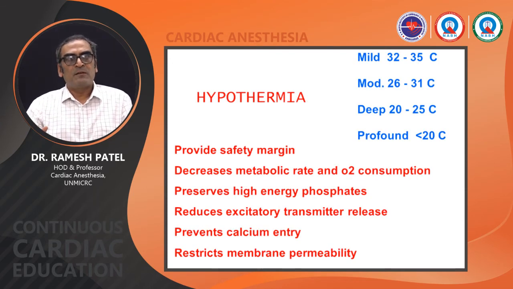Some groups of patients require mild, moderate, or deep hypothermia, because hypothermia will provide a safety margin, it will decrease metabolic rate as well as oxygen consumption, and it will preserve high energy phosphates. So some groups of patients, like arch of aorta surgery, will require deep or moderate hypothermia. So according to the patient's requirement as well as type of surgery, we are managing the patient's temperature.